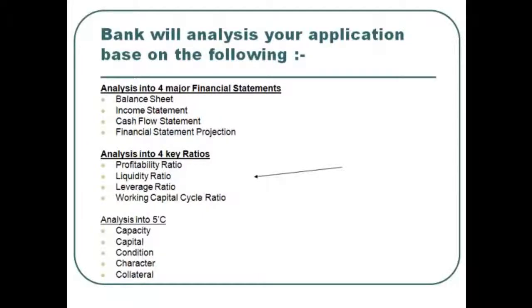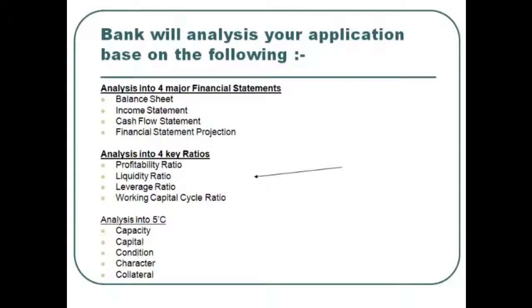Take time to get back to you. Okay, why do they take so long to get back to you? Because they're checking your CTOS, and then they will compute the ratio, and check whether the ratio matches their requirement or not. So if the ratio meets the requirement, then your loan is okay.